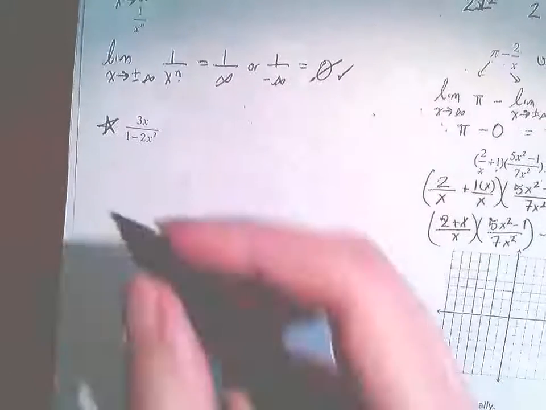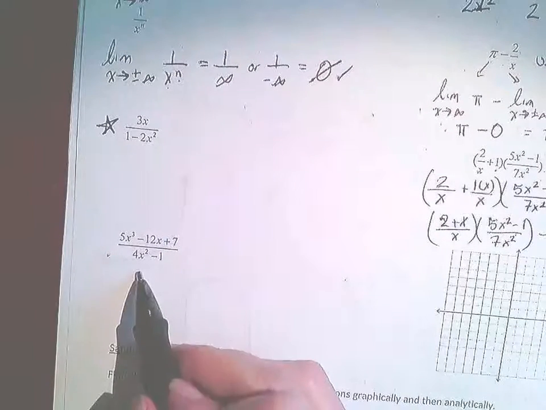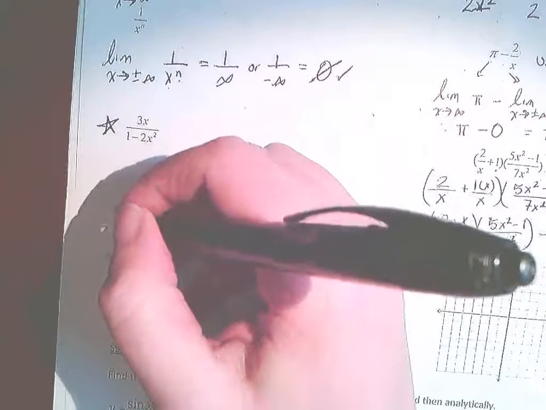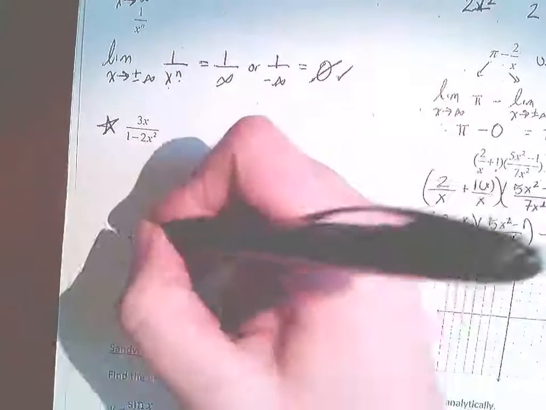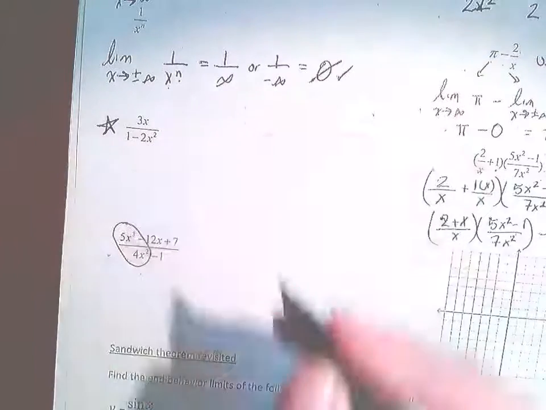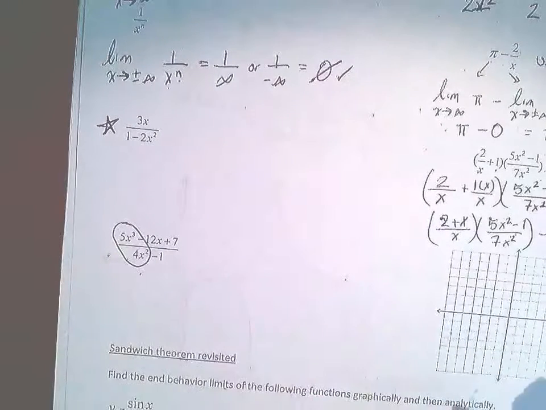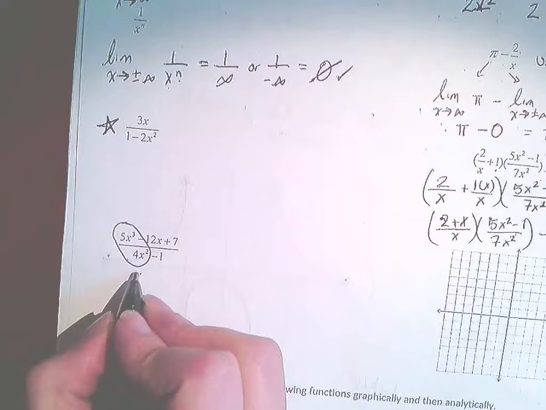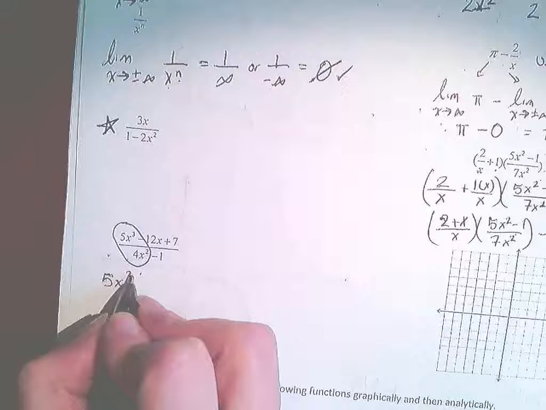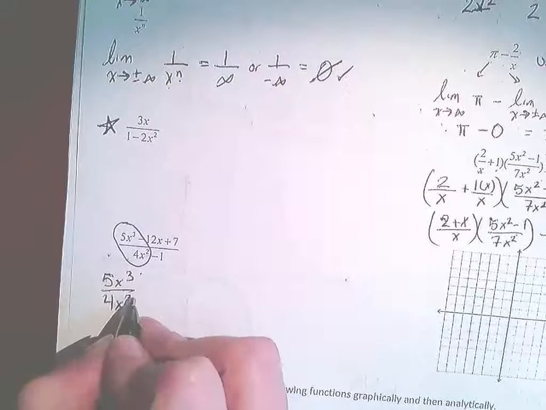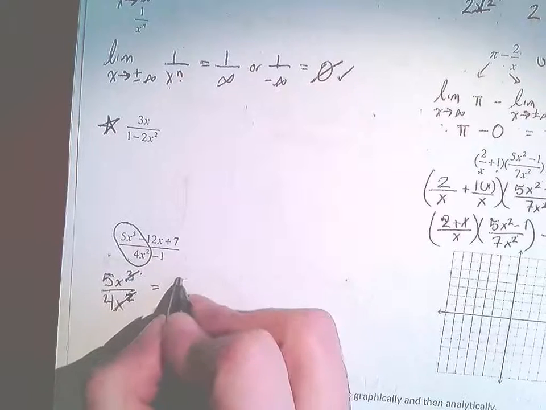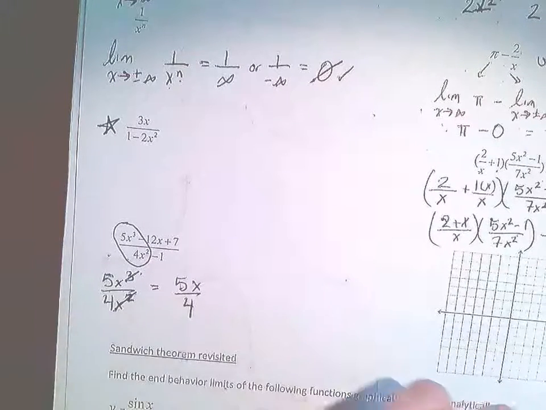Okay? Last one. Polynomial over polynomial. This is pretty easy. So we can focus on the leading terms, and that is going to be 5x cubed divided by 4x cubed. I'm sorry, 4x squared. So these are gone. One of these is gone, so you're left with 5x over 4.